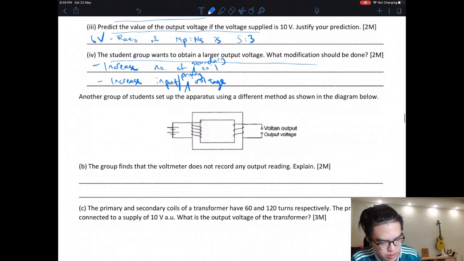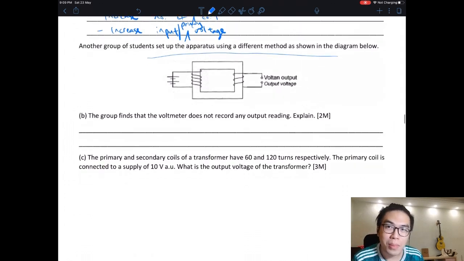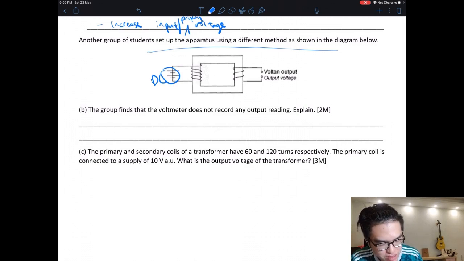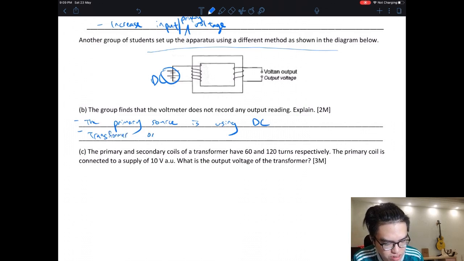Okay, so a student set up the apparatus using a different method, so they are using this way. Does this work? No. The group finds that the voltmeter does not record any output reading. Explain why. So can you see the source? I'm using battery. Battery is DC. DC does not work. Explain: the primary source is using direct current. So we can say transformer only functions with AC.